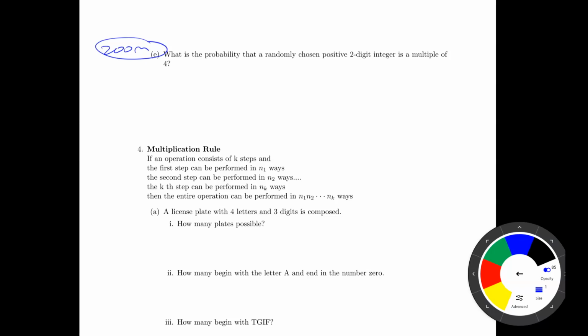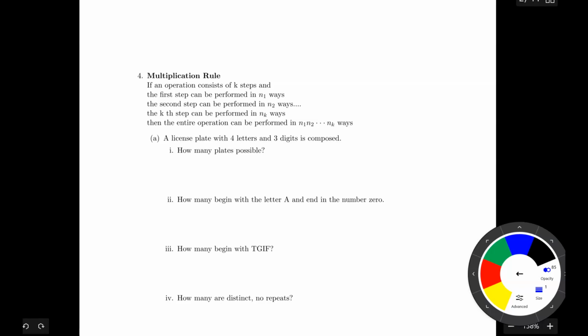And let's go to the multiplication rule. Okay, so if I have an operation, the first step that can be done in this many ways, the second step in this many ways, and if I've got k different steps, then the entire operation will take all of these numbers multiplied together. So let's look at this.